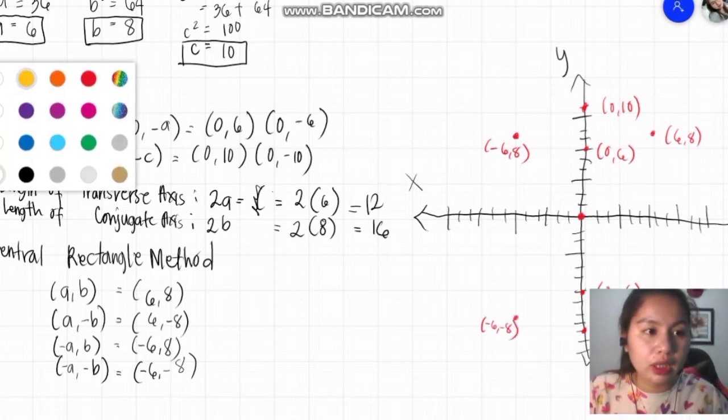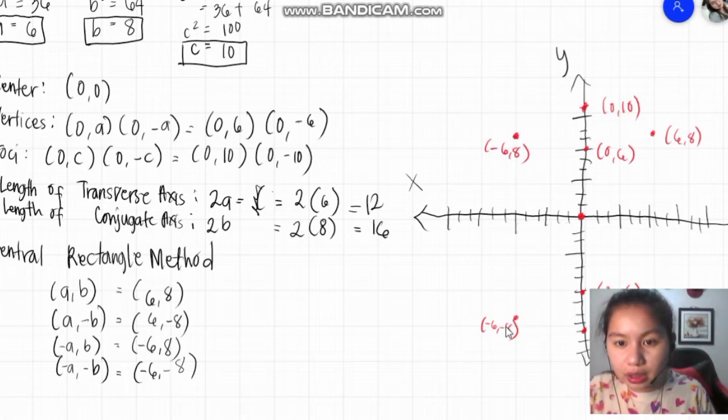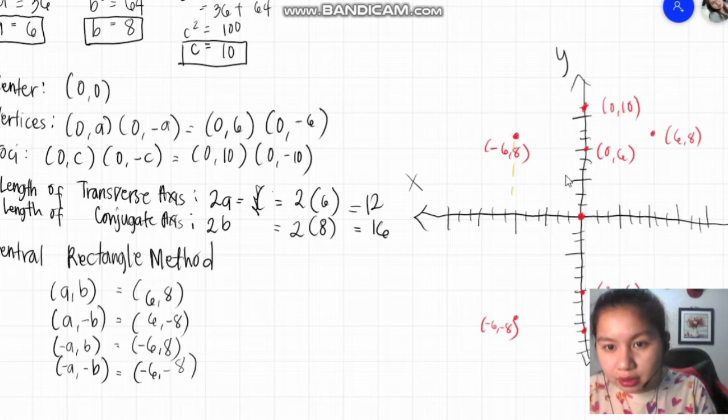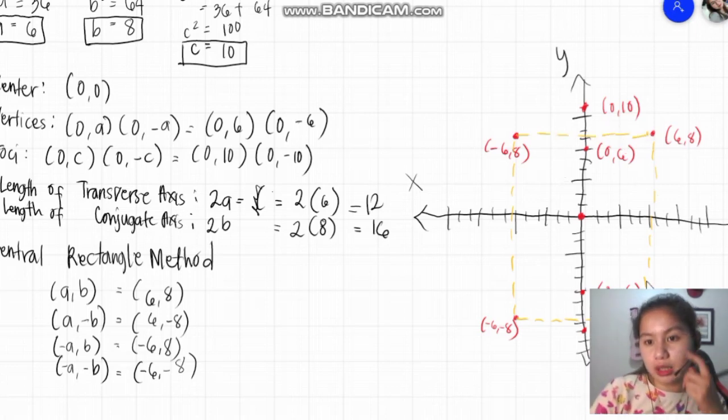Mag-draw tayo ng broken line para mapagkabit natin yung rectangle. Ito yung rectangle natin, no? The central rectangle. So, this one. Connect ko lang siya ng broken lines para makita nyo yung rectangle. And this one. Tapos ito naman. Ito yung ating central rectangle. Ayan, kung nakikita nyo yung yellow. So, that is the rectangle.